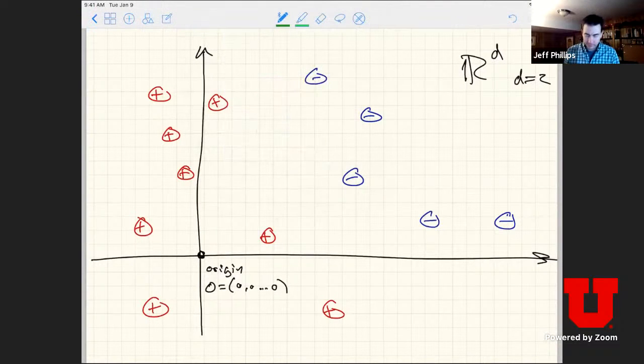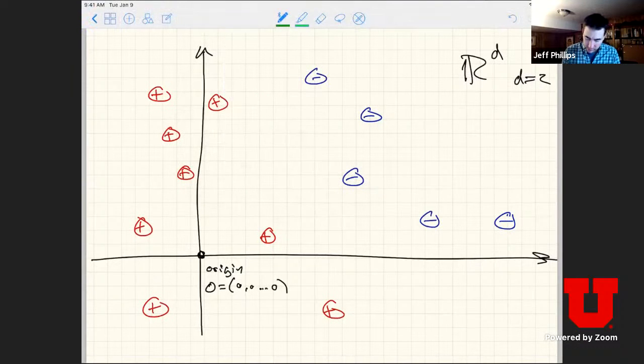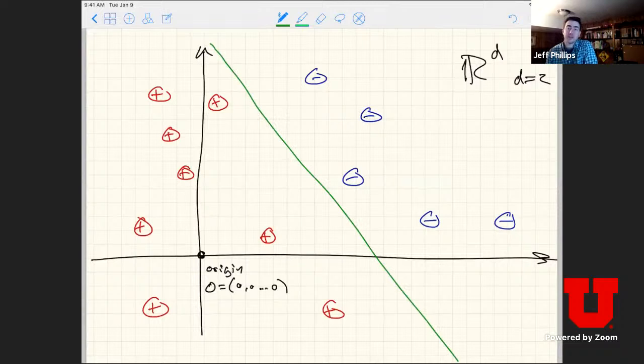Okay, and we'll try and find a function. So our function g might look like this. Well, this will be the boundary of the function, right? This is where g of x equals 0. This is the line where g of x equals 0 right here, right?